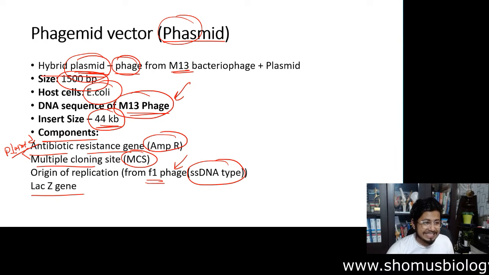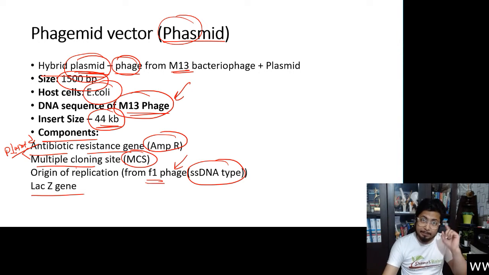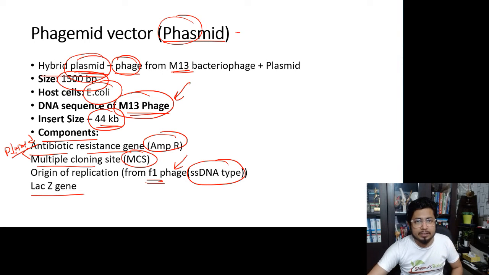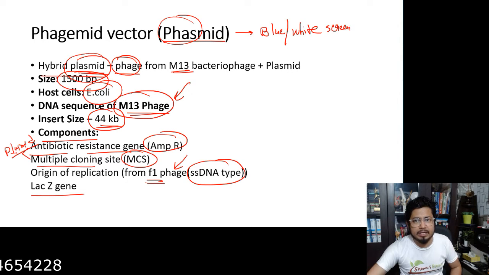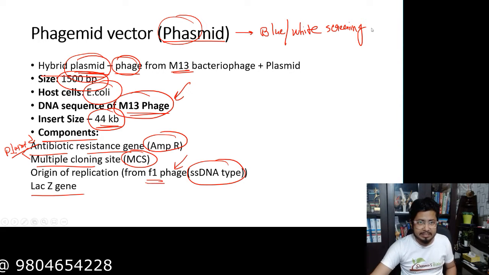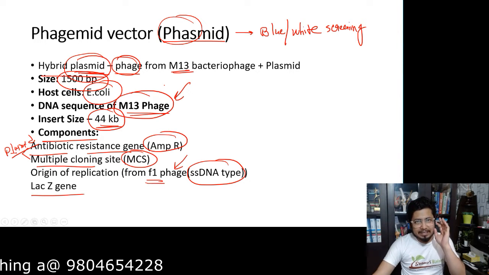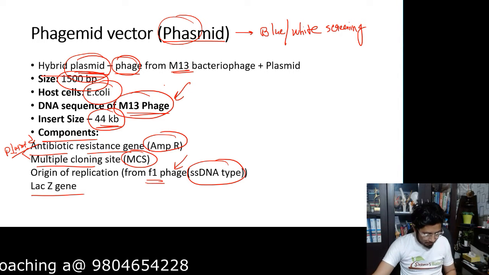It also carries LacZ gene. The LacZ gene will help us to find out the recombinant plasmids from non-recombinant plasmids utilizing blue-white screening. Remember that. So this phagemid vector will use blue-white screening technique. What is blue-white screening? You will find a video of blue-white screening on my channel. You can watch that to understand it in detail. Blue-white screening is used to distinguish between recombinant plasmid and non-recombinant plasmid.